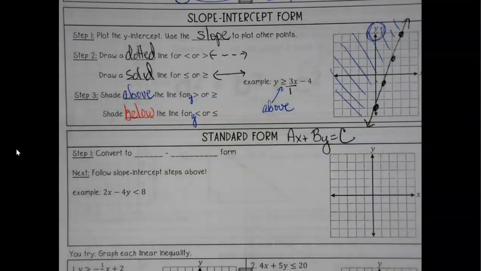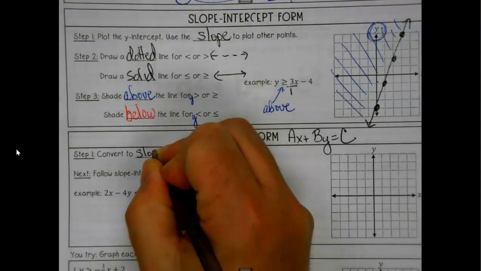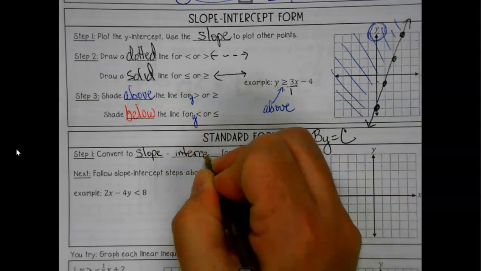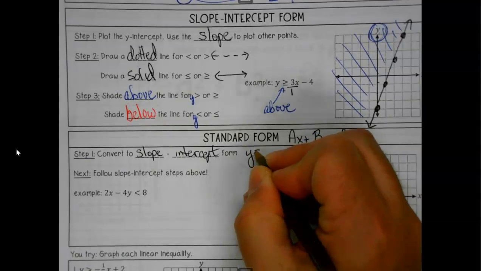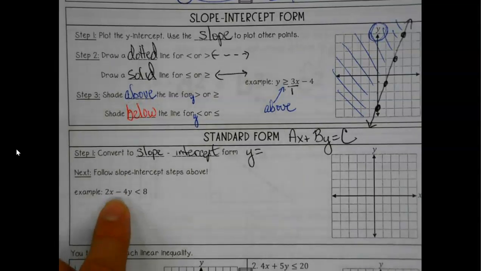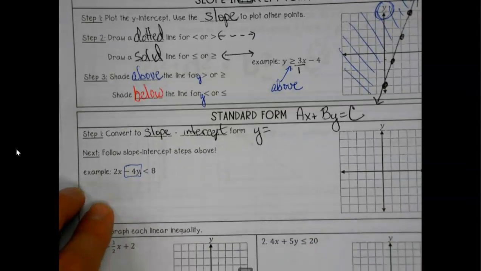Okay, definitely not y equals, definitely not y on a side by itself. So if it is, we want to get it in y equals form first. And then we just follow the steps we just did. So here, my whole goal is to get that y term by itself.